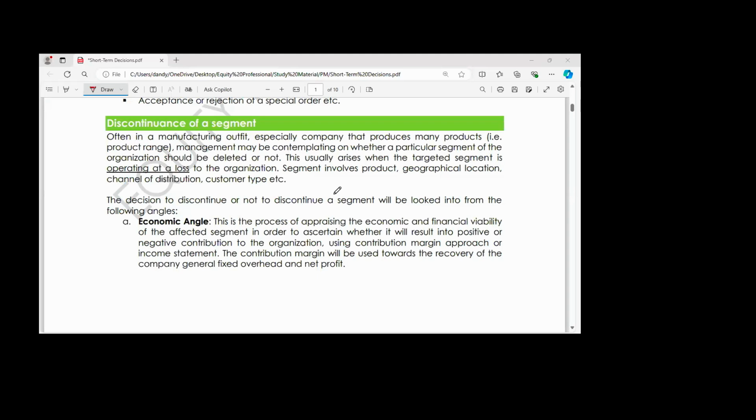So the most important thing is, whenever you are given a question and the examiner is asking you to advise whether the company should drop or discontinue that particular segment, all you need to do is to just compare the revenue versus the relevant cost of the affected segment. Other segments that are profitable, you have nothing to do with them. So your focus should be on the segment that is operating at a loss, okay? So just compare the sales value versus the relevant cost of making the segment, okay?